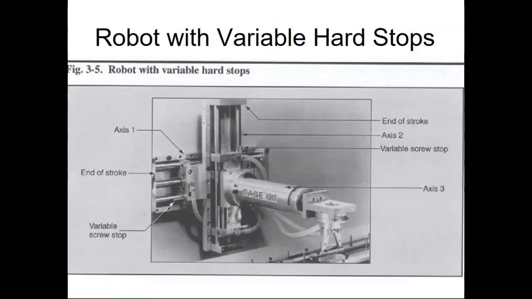Moving on. So this guy has variable hard stops. The picture's not that great, but you can see the end stroke up here. He's got end strokes to either side and at the bottom. They have different places where they can use this and say, okay, I don't want you to move past here.